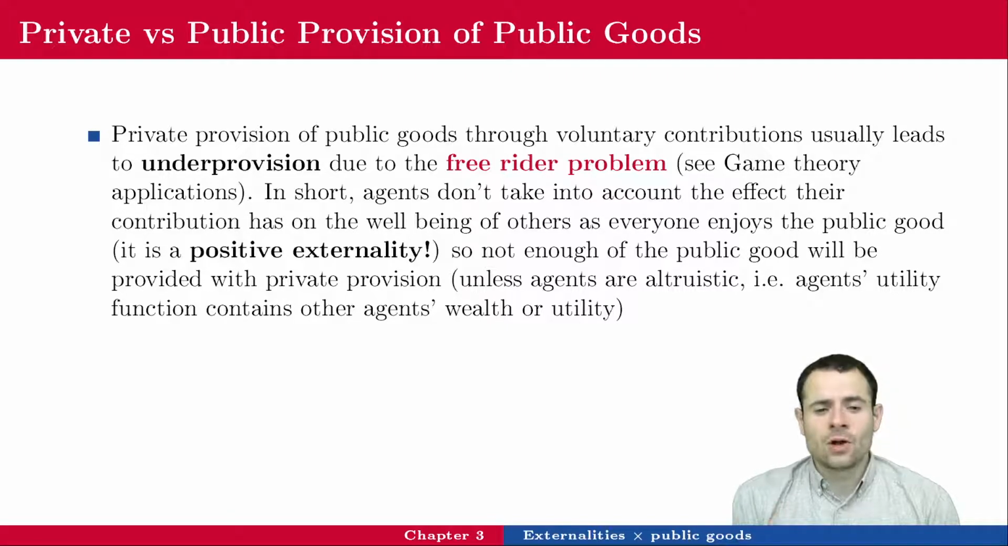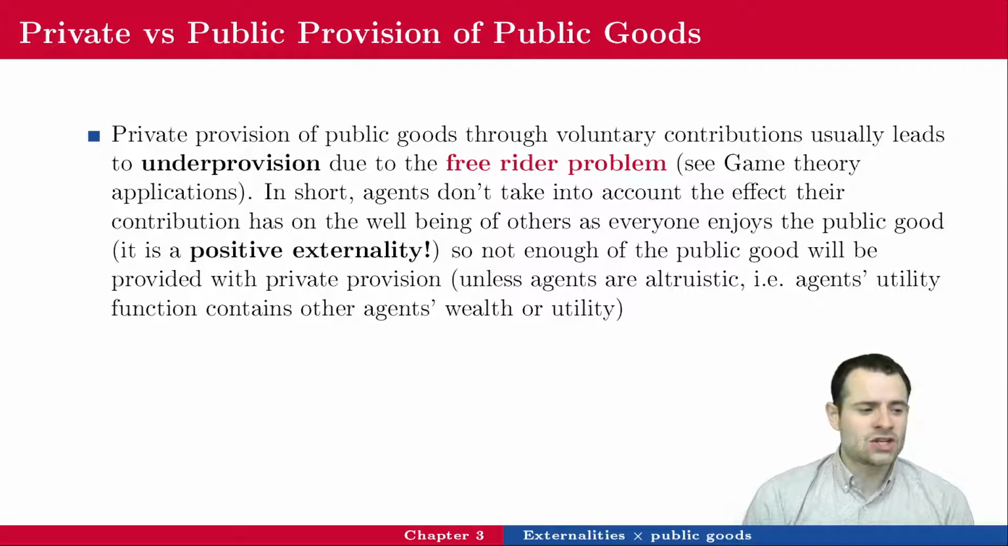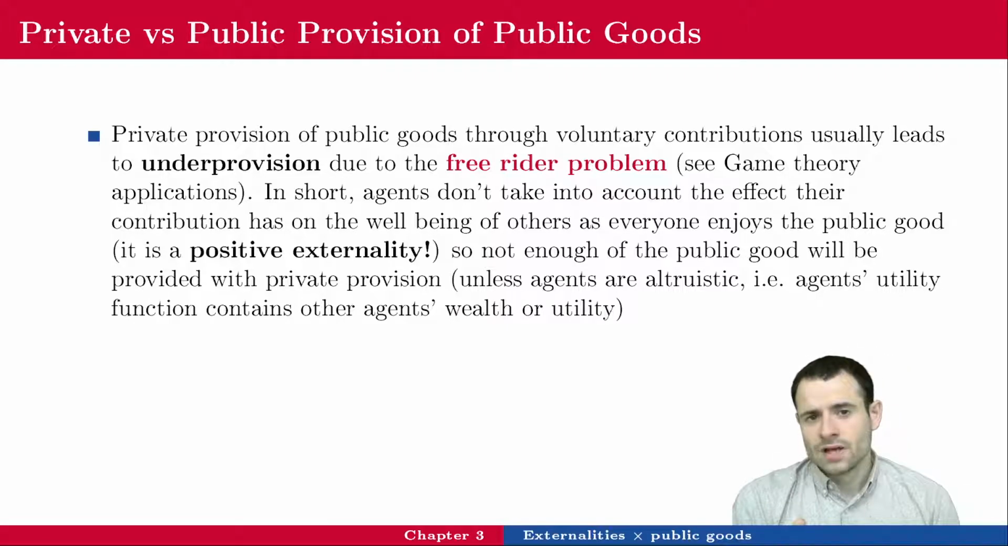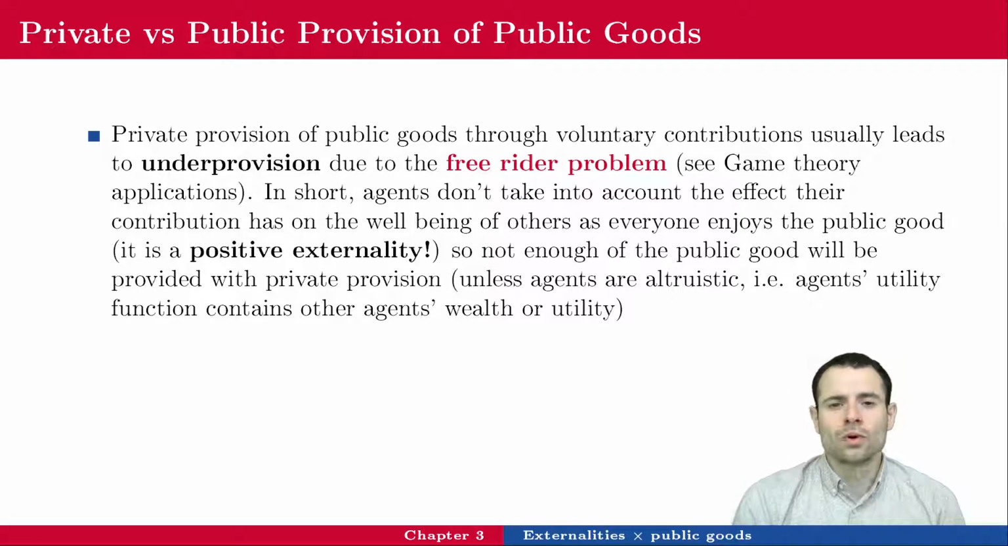Not enough of the public good will be provided with private provision, unless specific cases where agents are altruistic. Their utility contains other agents' wealth or utility. So when they maximize their utility, they are including your utility as part of their maximization problem. In this case, they will be happy to do more than what they need.